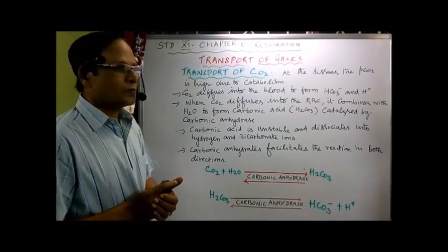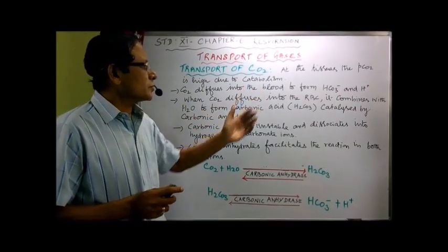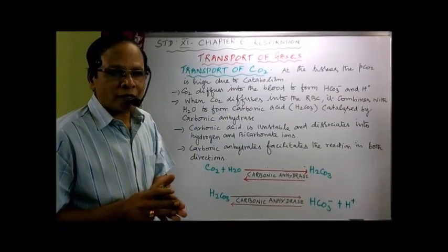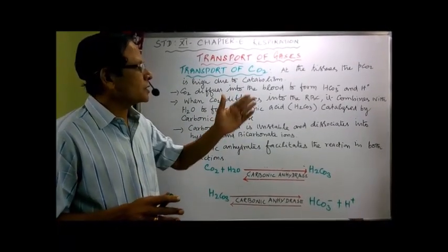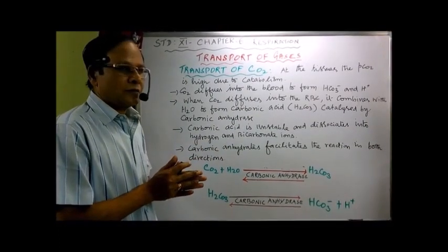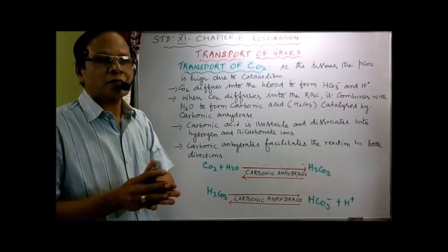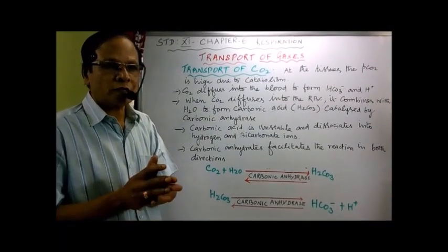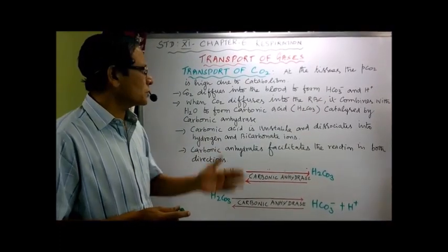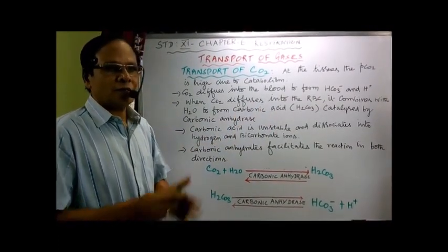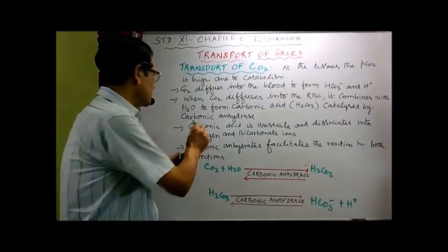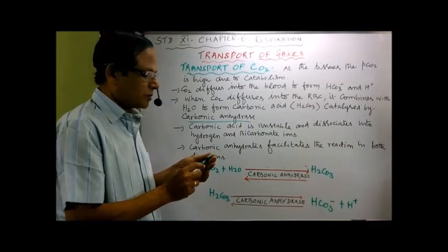Then what's happening? When carbon dioxide diffuses into the RBC, it first forms carbonic acid, which dissociates to form bicarbonate and hydrogen ions. In the same manner, from the plasma, carbon dioxide enters the RBC, where it combines with water present in the cytoplasm to form carbonic acid. This reaction is catalyzed by the enzyme I mentioned, carbonic anhydrase.